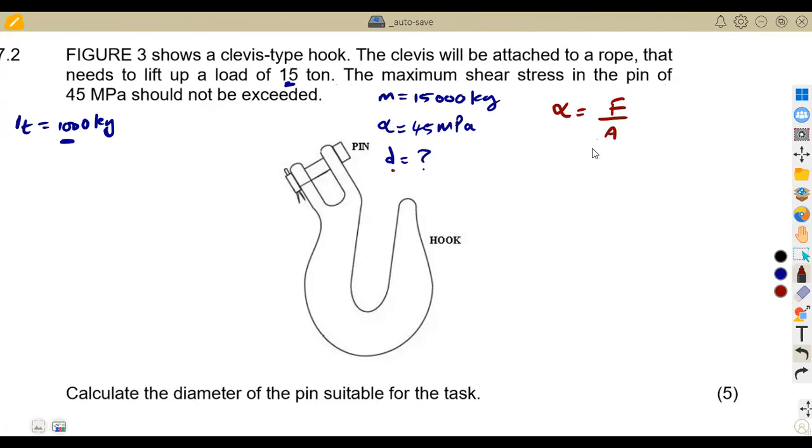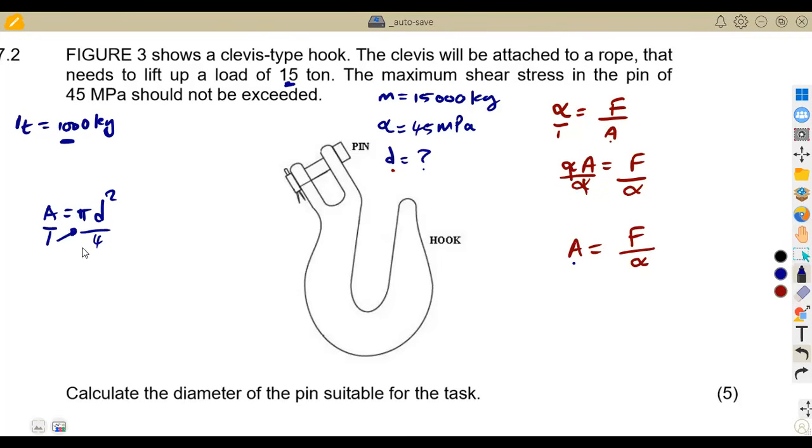So to have the diameter, we must have area. So we're going to make the area the subject. To find area, divide by the stress both sides. So area is going to be the force over the stress. Why is it that we need the area? Because we understand the area for a circular part is going to be pi d squared over 4. So you can calculate the diameter from there.